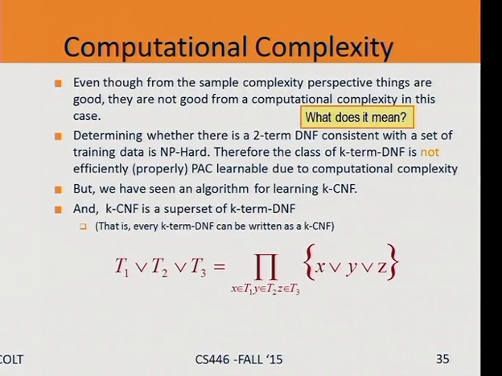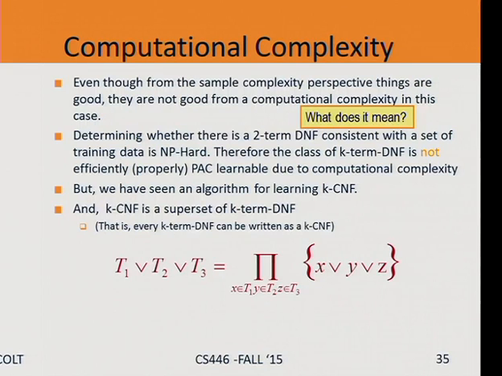Here's an example. In fact, the example here that I give is a three-term DNF. And I want to argue that it can also always be written as a KCNF. This is a KCNF. This is a conjunction, a product, and these are disjunctions of size 3, right? A three-term, 3-CNF. So how would you go about proving this claim?